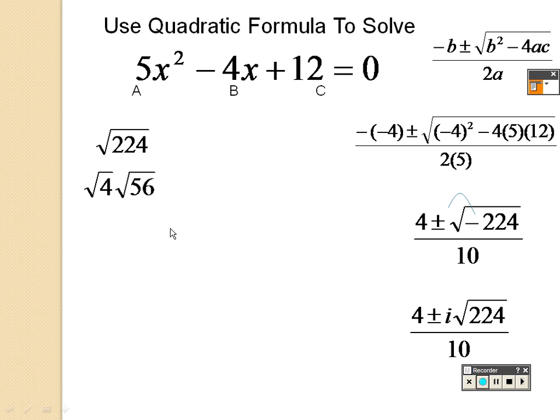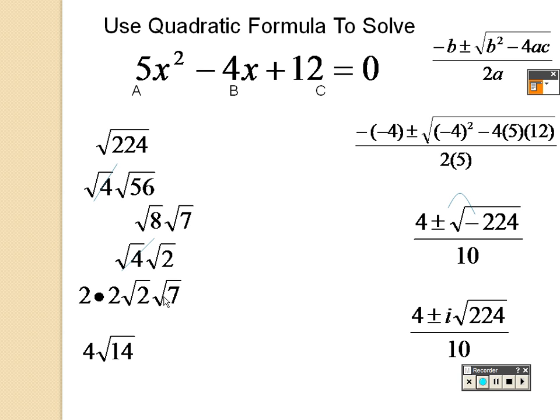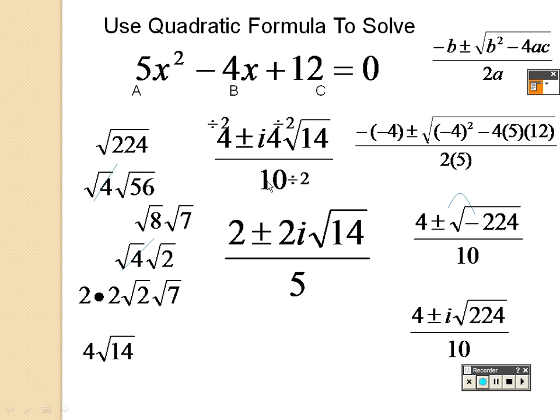So root 224 I can split into 4 and 56. That becomes 2 and root 56, which I can split into root 4 and root 14. So that becomes a 2. So I have 2 times 2 root 14. So that's actually 4 root 14. So I can take a 2 out of all those, and I get 2 plus or minus 2i root 14 over 5.